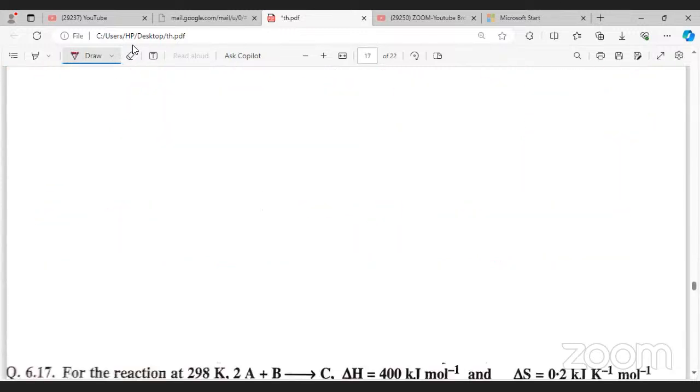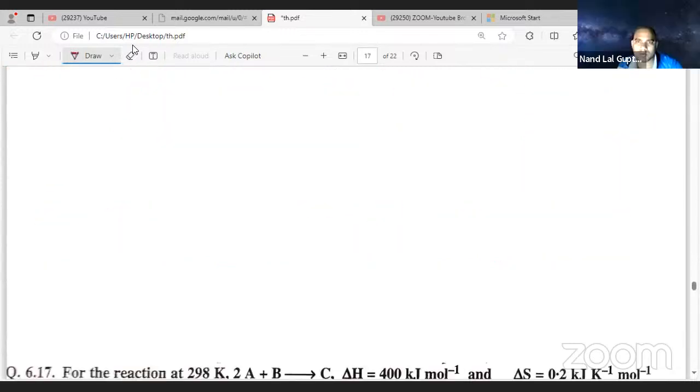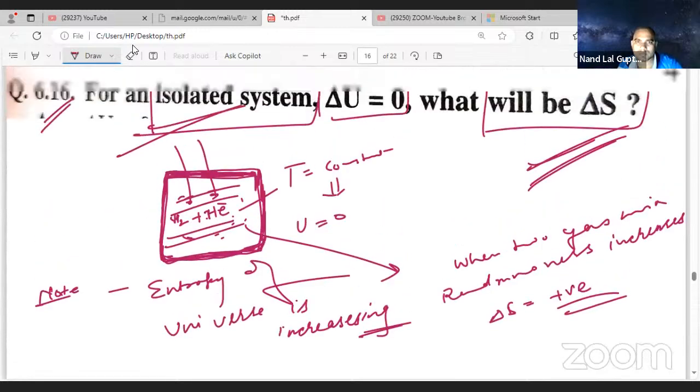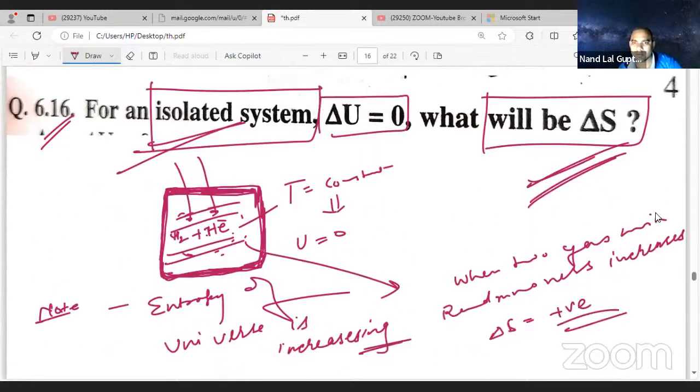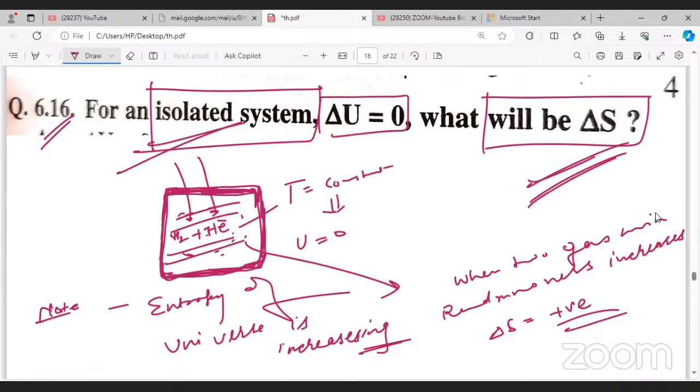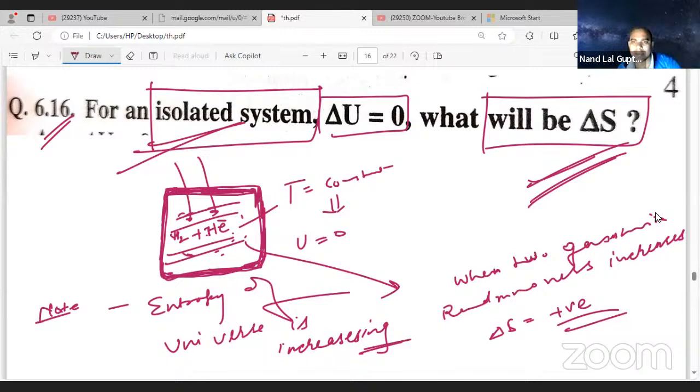Yes, sir. Sir, keep this slide for one minute, sir. I will write. No problem, no problem. Sir, it would be better if you can dictate the answer, sir. If it comes in the exam, I will write in that way only. When two gases mix, randomness increases.